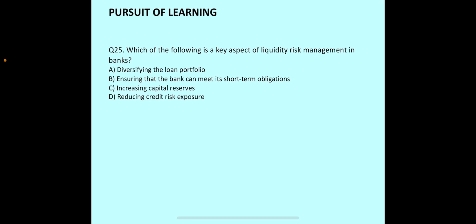Option A, diversifying the loan portfolio. B, ensuring that the bank can meet its long-term obligations. Option C, increasing capital reserves. Option D, reducing credit risk exposure. So the correct answer is option B, ensuring that the bank can meet its short-term obligations.